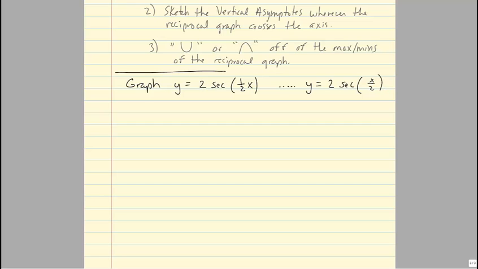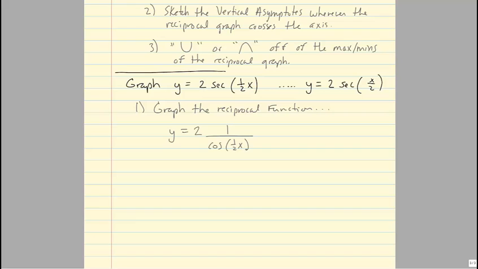So our first step is going to be to graph the reciprocal function. The reciprocal function that we're going to work with is y equal, now the 2 stays, the only thing that reciprocates is the secant, which is 1 over the cosine of 1/2 x. So the 2 stays up top. It doesn't reciprocate. It's not part of the trig function. It's just the number that we drag along.